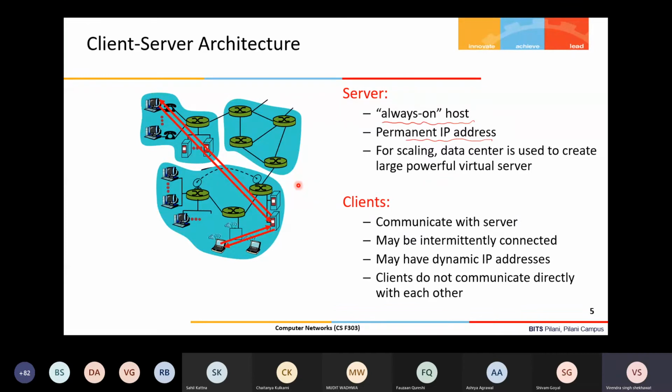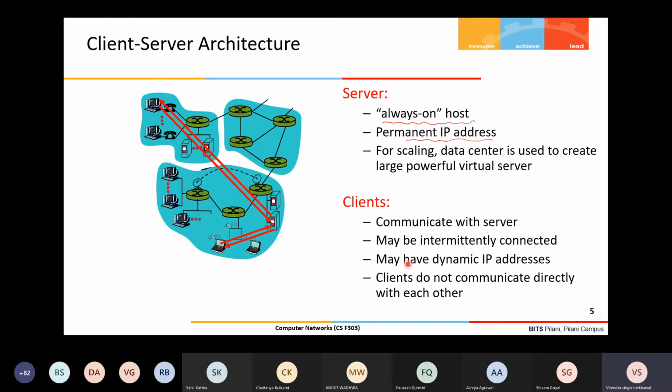So the client always initiates the communication, and the client may be intermittently connected, meaning there may be a connectivity problem at the client side, which we also observe nowadays more, that we are trying to connect and then we are not able to connect, then we try 2-3 times and then we connect. The problem can be anywhere, maybe on our server side it can be the problem, on the client side also there may be a network connectivity problem. There are a whole bunch of problems that can be there. Right now, let us not go into that part, but the idea is that the client may have an intermittent connectivity, and the client may have an IP address also.